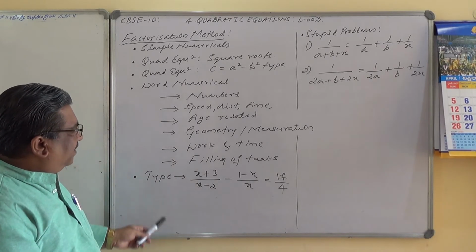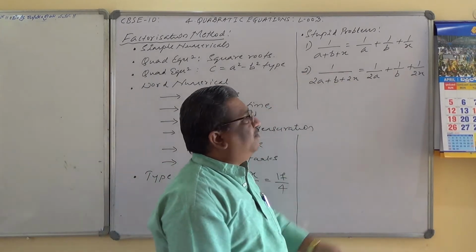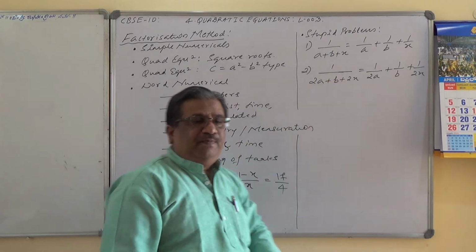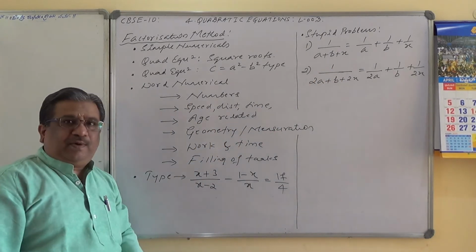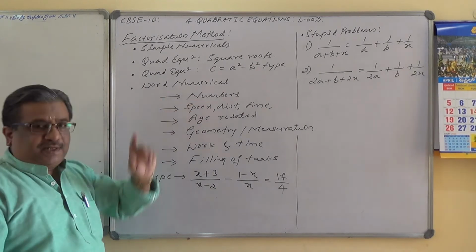And one more type of numericals will be of this nature. And finally, there are two numericals which we call stupid numericals, because there is a particular method to solve this one. So these are the numericals which we are going to discuss. To begin with, word numericals based on numbers, I will continue now.